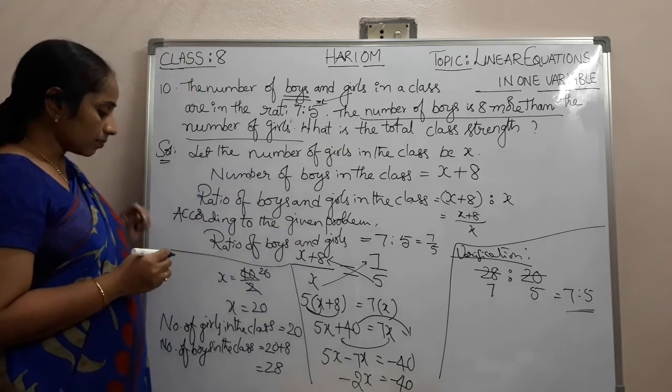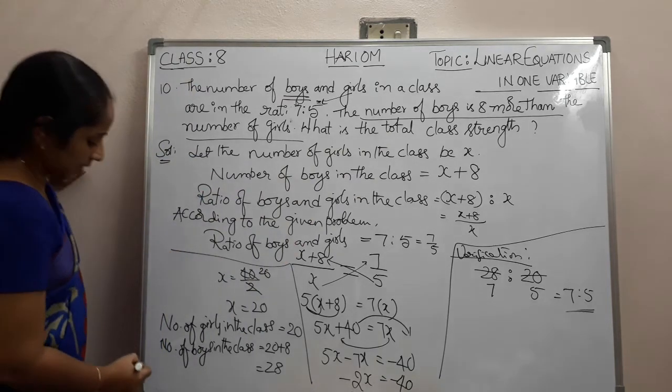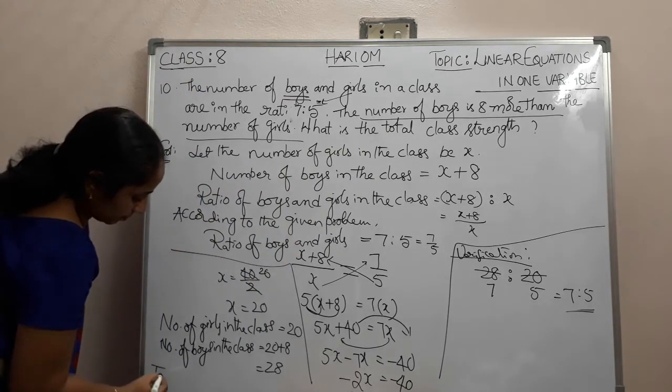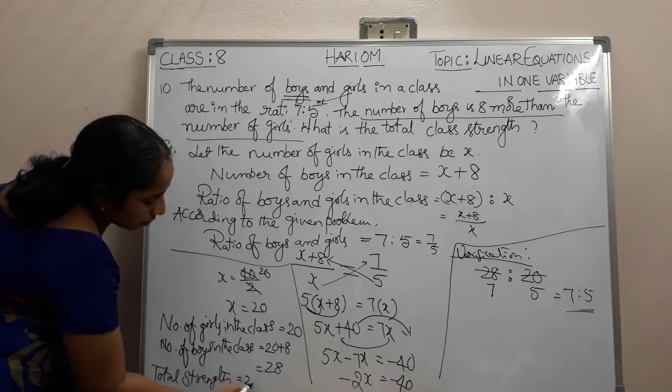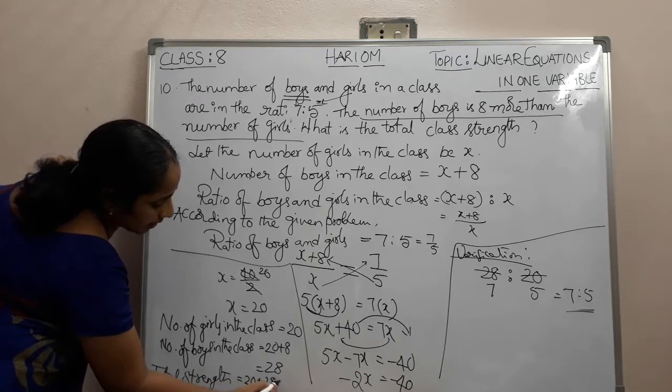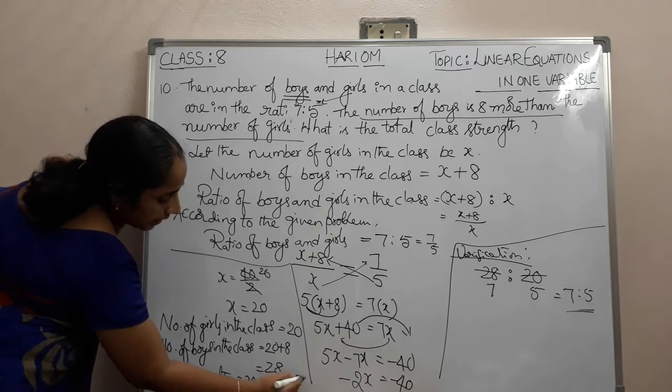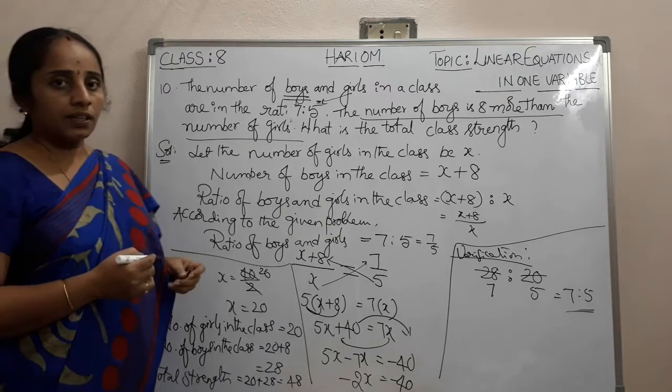Now, total strength of the class is equal to 20 plus 28, it is 48 students. Okay.